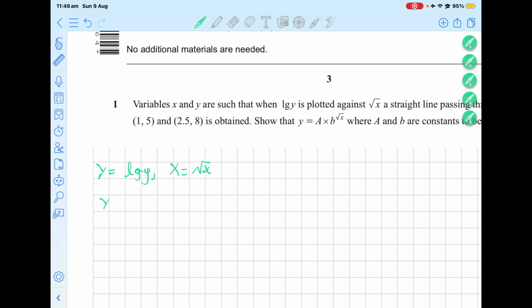Let me just change that to 3. 3 halves of m is 3, so m must be 2. So c must be 3. So log y is equal to 2 root x plus 3, and since they want y in this form, y will be equal to 10 raised to 2 root x plus 3, which I can write as 10 cubed times 10 raised to 2 root x. So since they were in this form and a and b are the constants, 10 cubed is 1000 and then 10 squared is 100 root x.